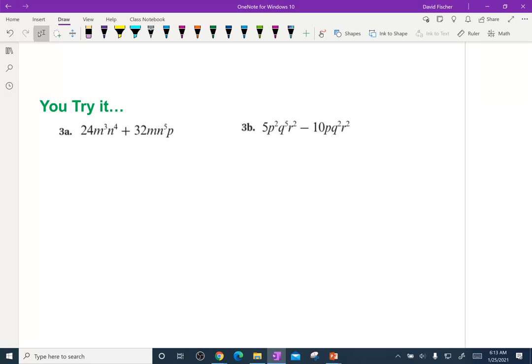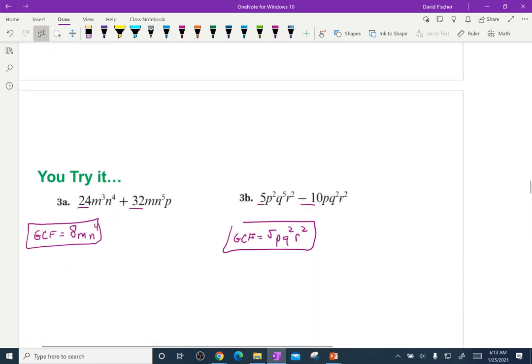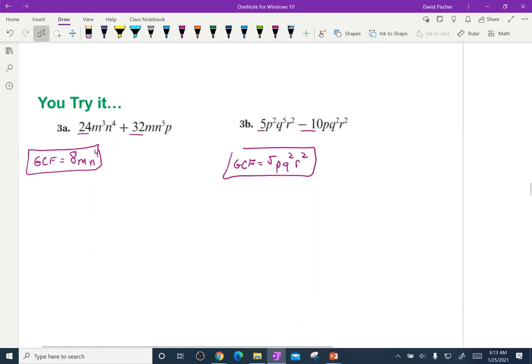Okay, let's see how you did. I got 8m n to the fourth. So when I did it, I said 24, because I didn't know what the greatest common factor for 24 and 32 is. And so I just listed my factors of 24. I said 1 times 24, 2 times 12, 3 times 8, and 4 times 6. 5 doesn't go into it, so here's all my numbers that go into it.